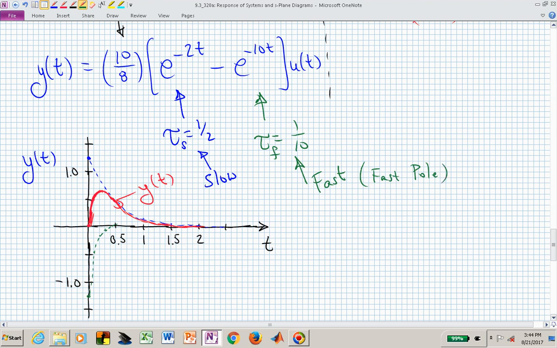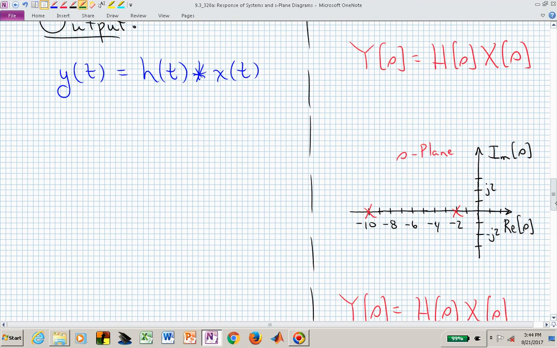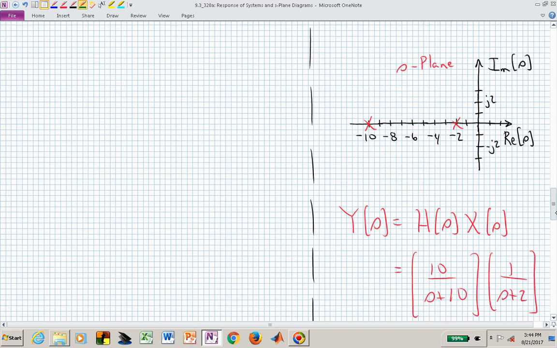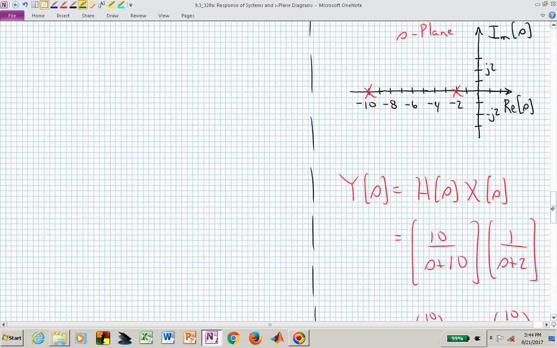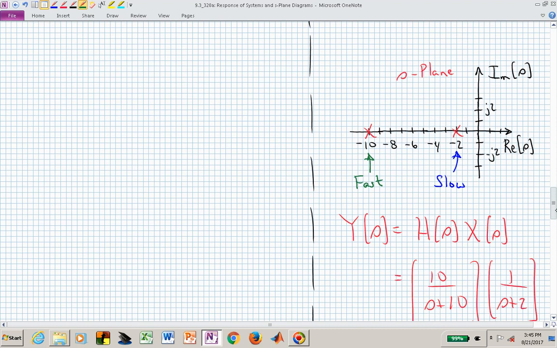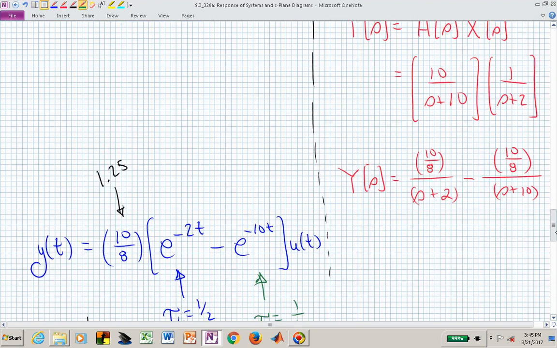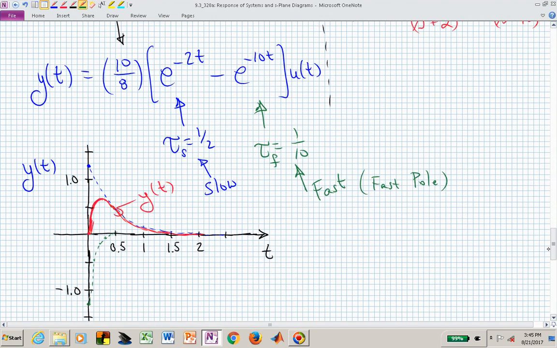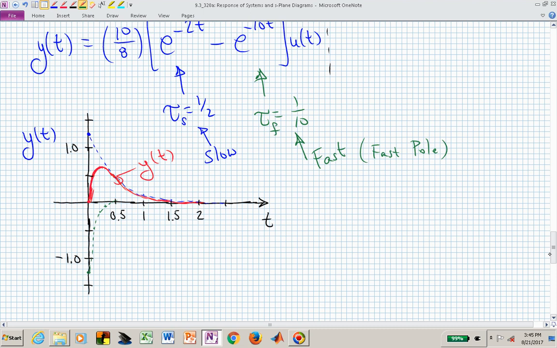And our slow pole is associated with e to the minus 2t. The slow pole is at minus 2. This is our slow pole, and this is our fast pole, and our slow pole is closer to the imaginary axis. It is, in an absolute sense, smaller in magnitude than the pole at minus 10, and so it's going to decay more slowly than the pole at s equal to minus 10.